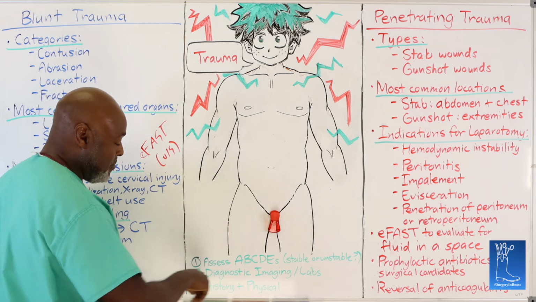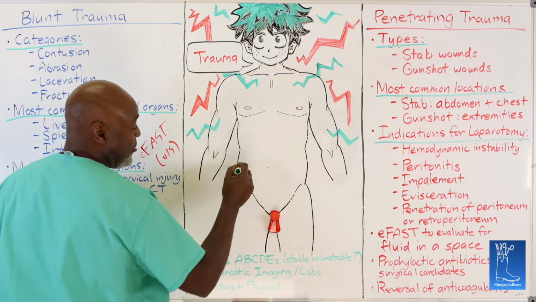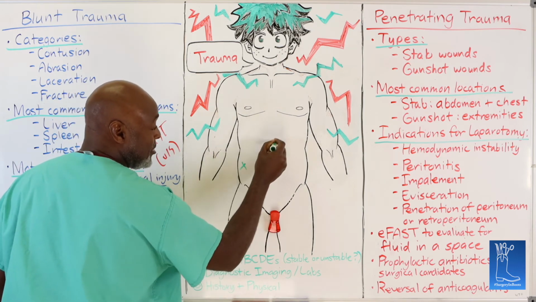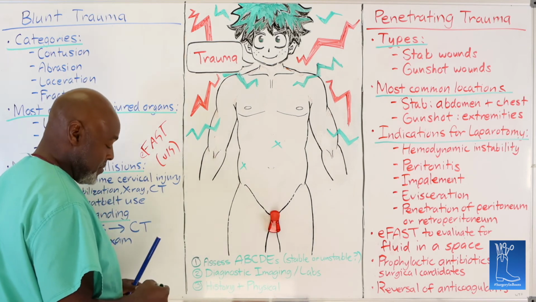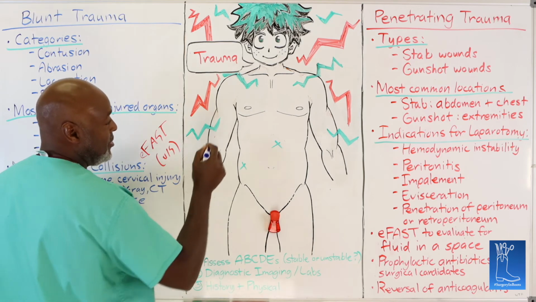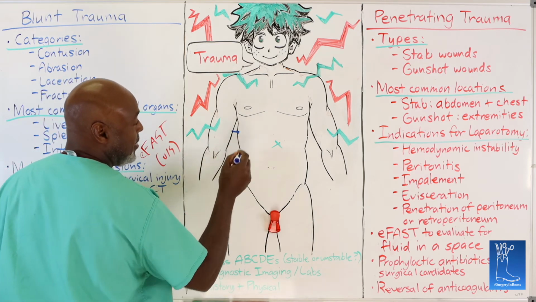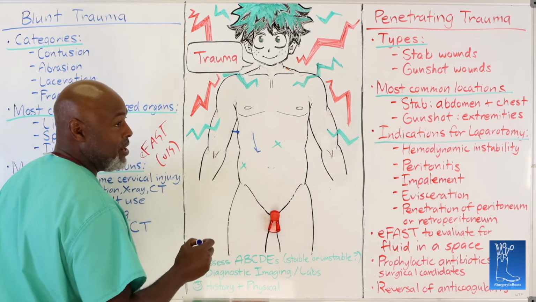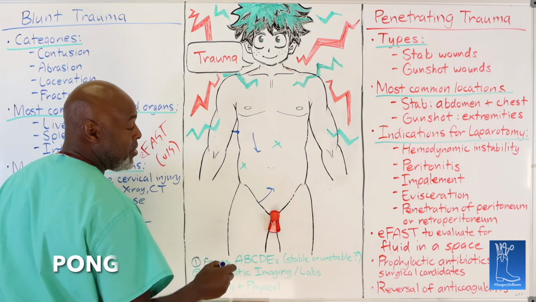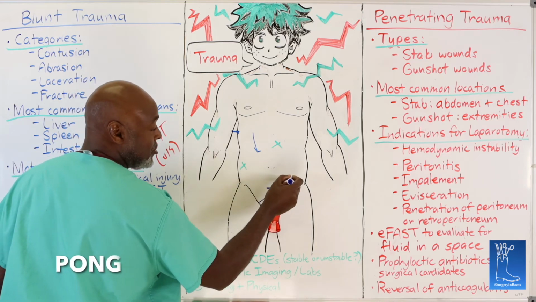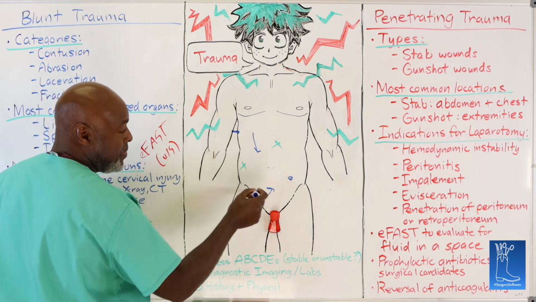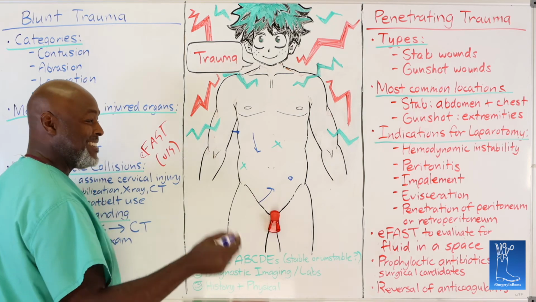If you stab Deku here, and it goes this direction, it's gonna end up there. Now, if it's a gunshot wound, as crazy as it sounds, you can shoot Deku here. It can bounce off of his rib and go here. It can then bounce off of his pelvis, go here, and get stuck right here. So you would think that the trajectory is straight, but because of these bony areas, it's not.